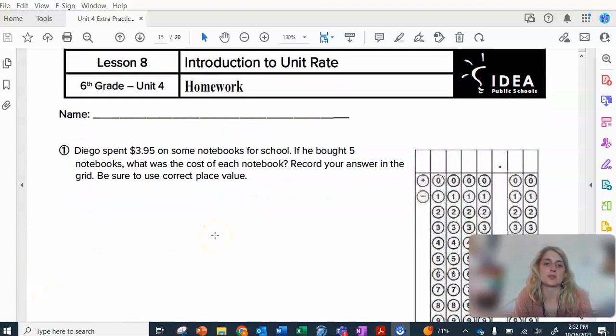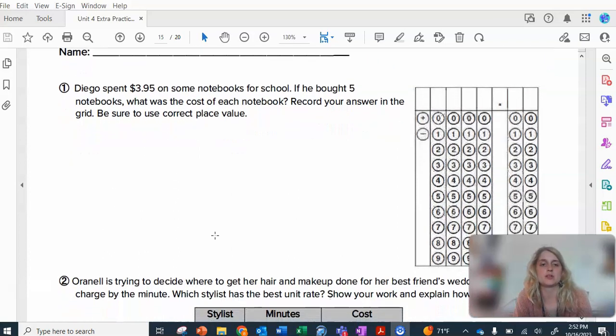Okay, so our first problem is about Diego. Diego spent $3.95 on some notebooks for school. If he bought 5 notebooks, what was the cost of each notebook? So to find the cost of each, or every one notebook, that means we're finding the unit rate, which means we're going to divide our dependent variable, the cost, by our independent variable, how many notebooks we chose to buy. I do not have any decimals in my divisor, so I'm good to go.